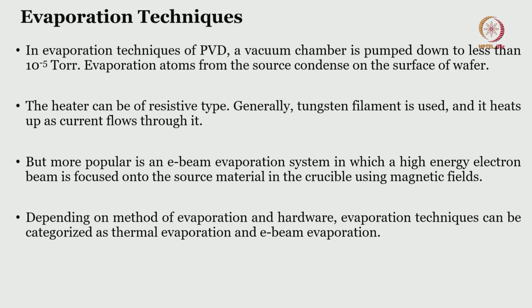We have seen that evaporated atoms from the source condense on the surface of the wafer, and the heater can be of resistive type, a tungsten filament, which heats up as current flows through it. We have also discussed this. Next is the most popular one, the E-beam evaporation system, in which a high energy electron beam is focused onto a source in a crucible using a magnetic field.